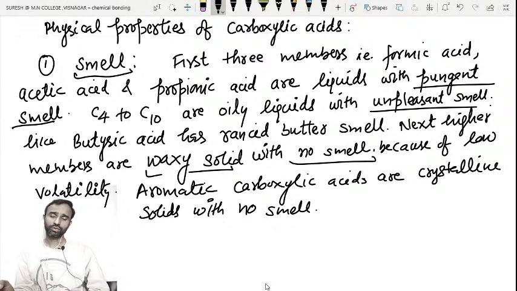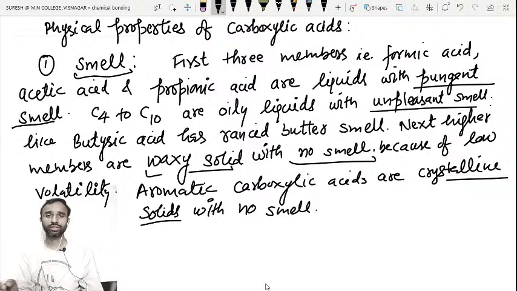So in physical state, they are liquids, then slightly oily liquids, and at the end waxy solids. Aromatic ones are crystalline solids because their molecular mass increases, number of electrons increases, size increases, so van der Waals attraction increases. And why do they start from liquids? Because there is hydrogen bonding, they always form dimers. Okay, right.